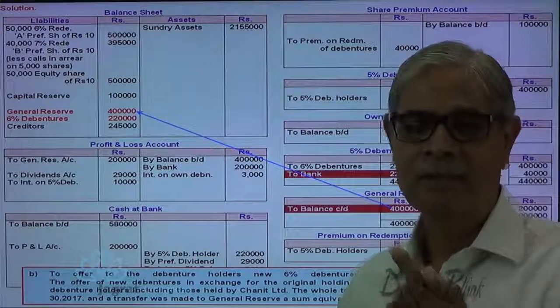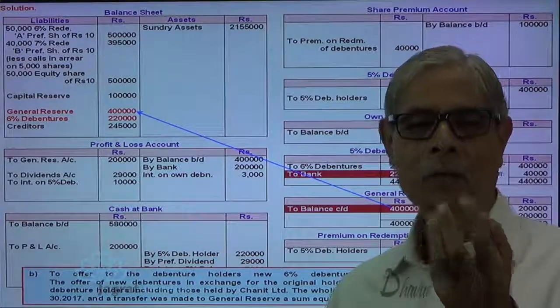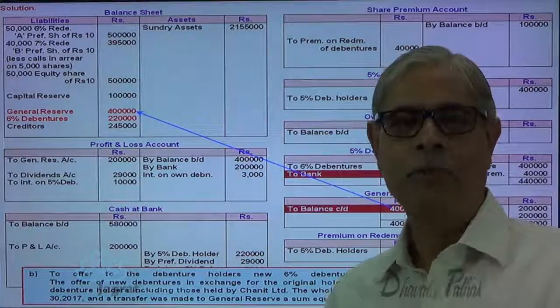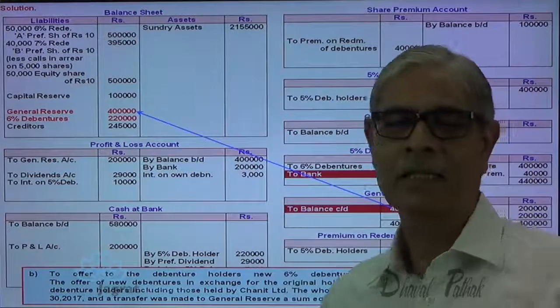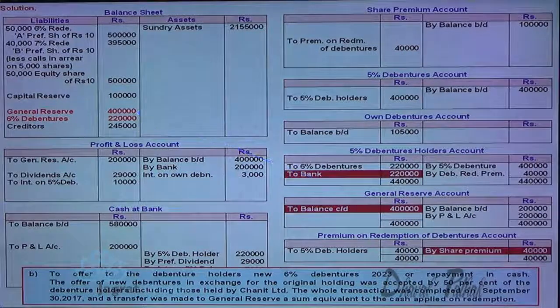It was brought as our opening balance 2 lakh. It has become 4 lakhs after recording this transaction. So, balance general reserve 4 lakhs that I write with red color. This debenture holders account is being closed.